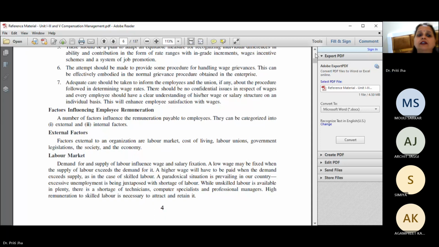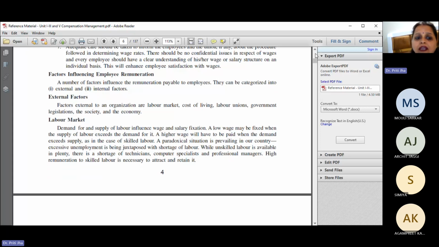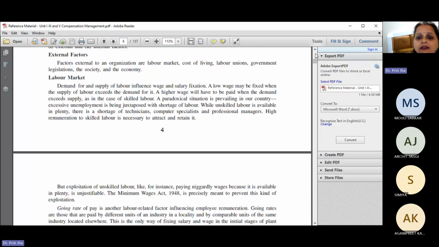Labor market. Demand and supply of labor influence wage and salary fixation. A low wage may be fixed when the supply of labor exceeds the demand for it, and a high wage will have to be paid when the demand exceeds supply, as in the case of skilled labor. While unskilled labor is available in plenty, there is a shortage of technicians, computer specialists, and professional managers. High remuneration to skilled labor is necessary to attract and retain it.